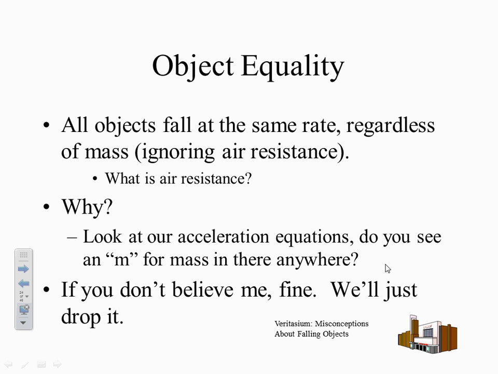Now, you might have seen situations where more massive objects seem to be falling faster. A leaf versus an acorn. An acorn is slightly more massive than a leaf, unless it's a really big leaf. That would be because of air resistance. If you look at the acceleration equations, you don't see mass in there at all.